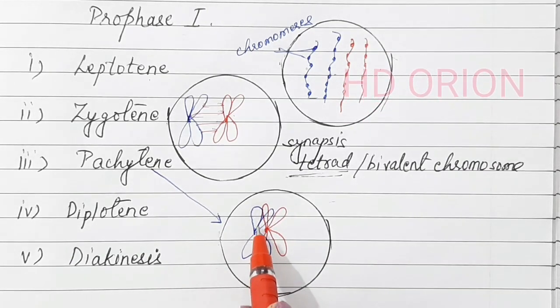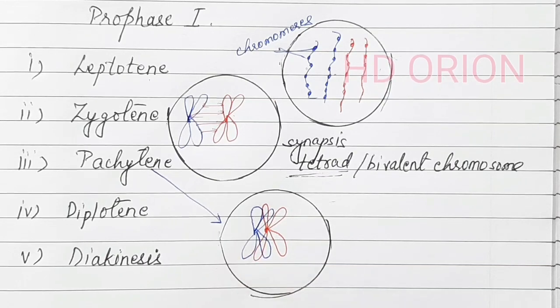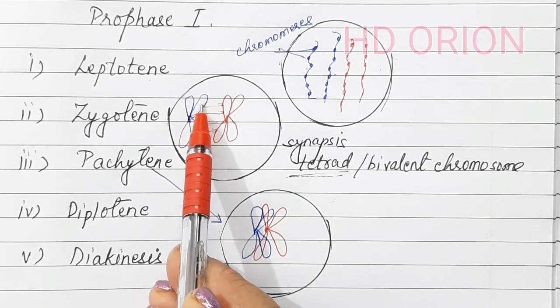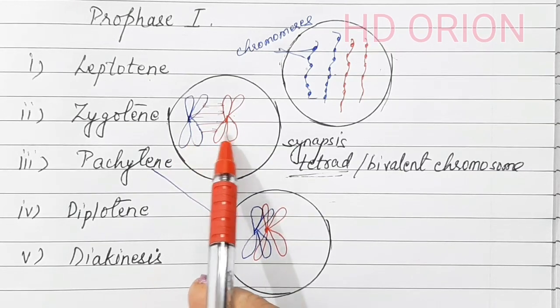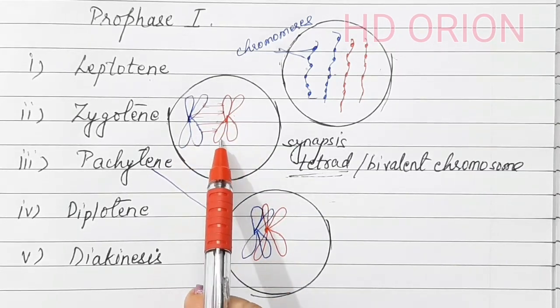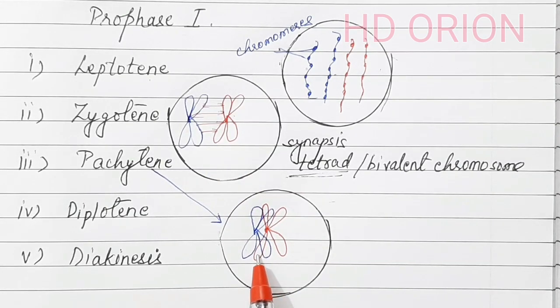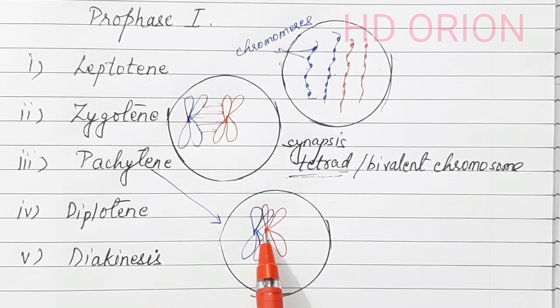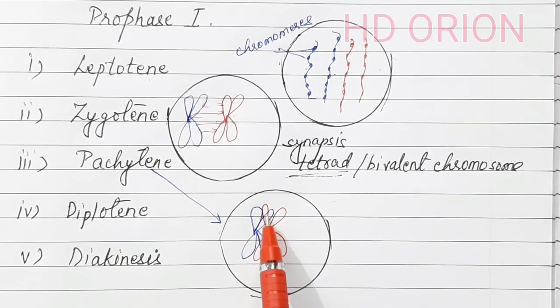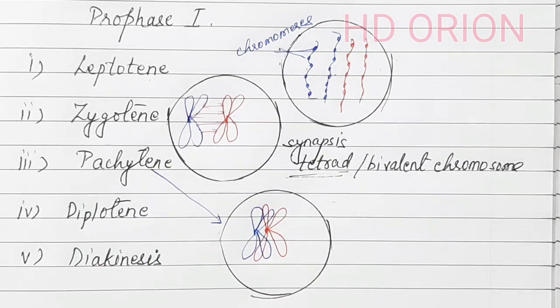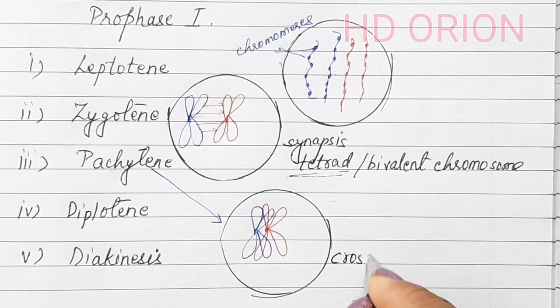The crossing over takes place between the non-sister chromatids. If one centromere is binding the two chromatids, they would be called sister chromatids. Like here, the blue ones are sister chromatids, and these are sister chromatids, but this one and this one is a non-sister chromatid. So crossing over always takes place between non-sister chromatids. So here the red one and the blue one have overlapped each other, and this process is known as crossing over.